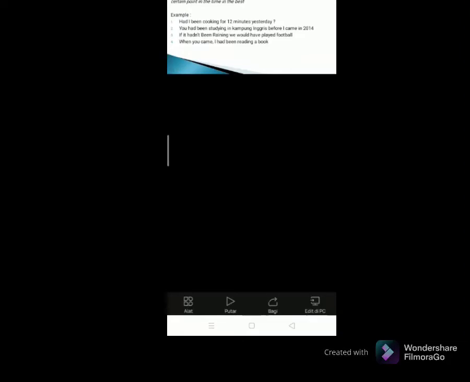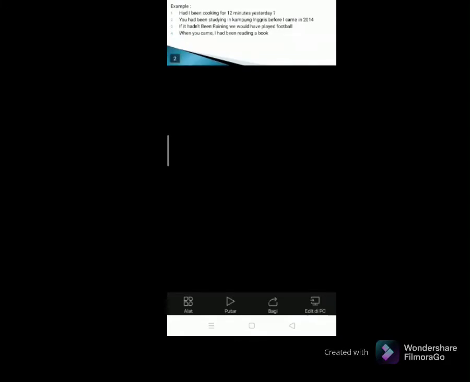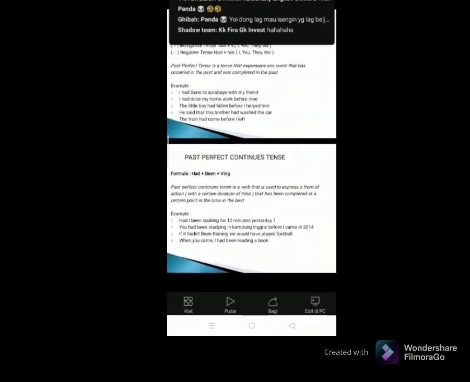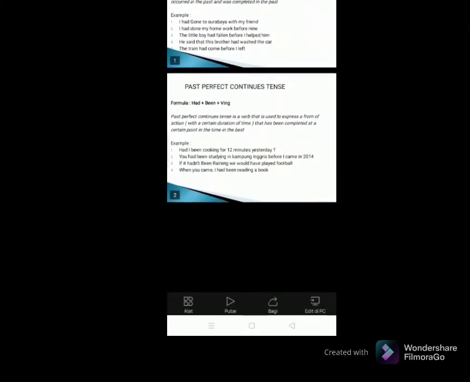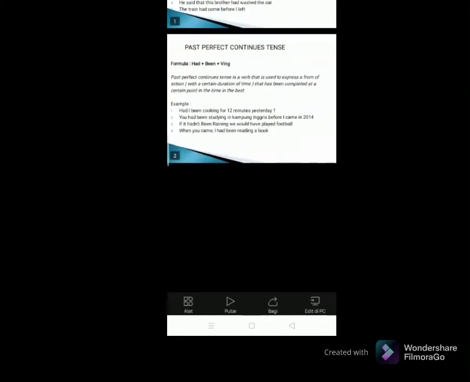And number 3 is if it hadn't been raining, we would have played football. We would have played football. Okay. And number 4 is when you came, I had been reading a book. The key is I had been reading a book, like this. So, did you understand this material about the past perfect continuous tense?